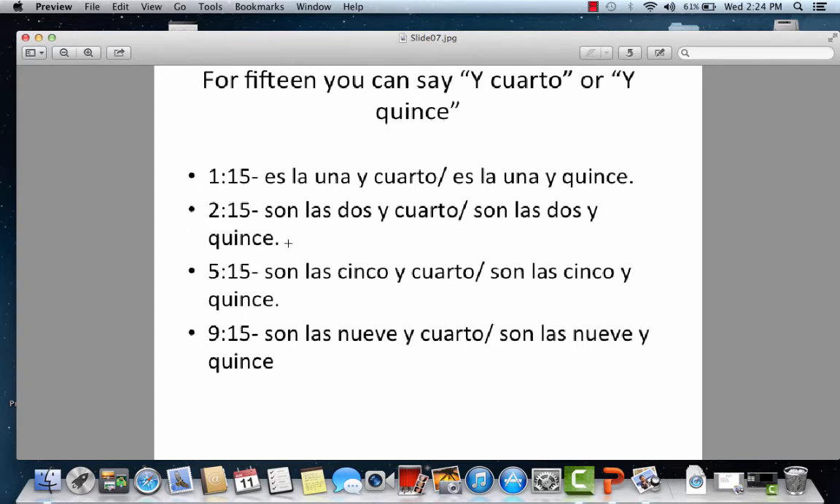Let's take a look at 2 o'clock. Son las dos y cuarto will be the equivalent of saying it is 2:15. Son las 5:15. It is 5:15. Son las 9:15. It is 9:15. Two ways of telling the same time.